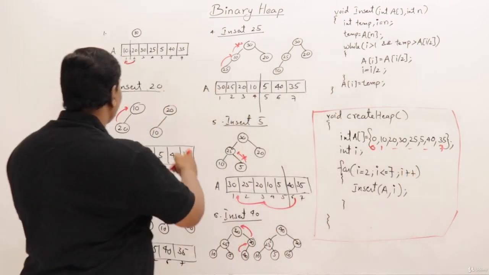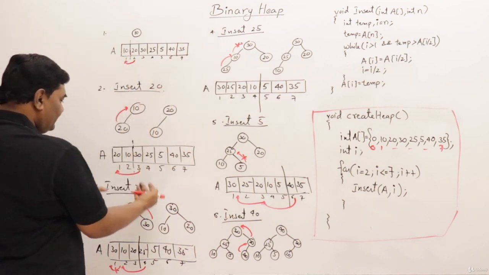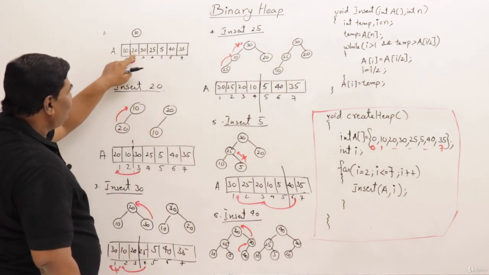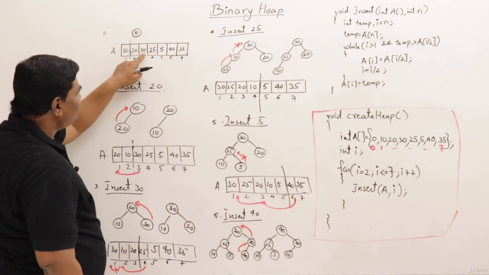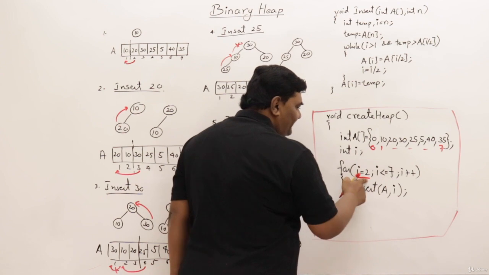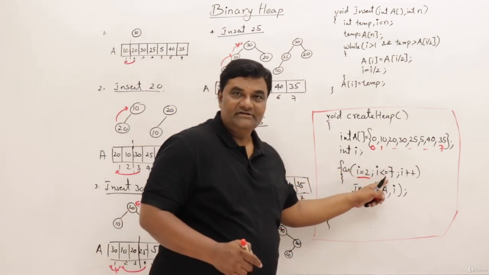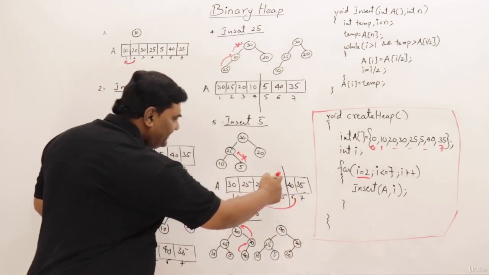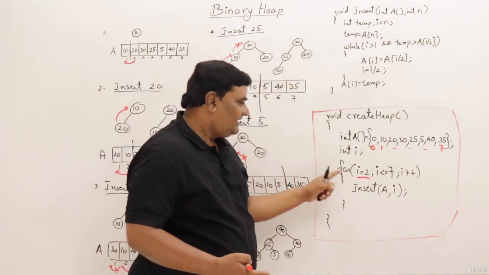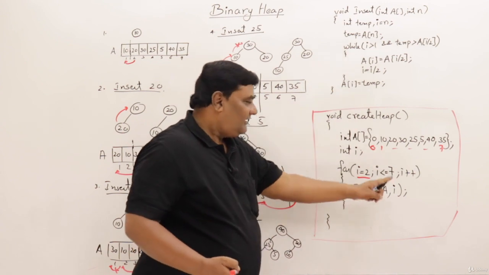Then what I have to do: the first element, assume that it is in the heap already. Second element, insert, that is 20, then 30, insert. So I should start from index 2. Insert the element at index 2, then the element from index 3, then 4, then 5. For that, I is taken here. I starts from index 2 and goes up to index 7. Every time an element is inserted by comparing with the parent, and this is done by the insert function. So create heap is calling the insert function by passing the array and I.